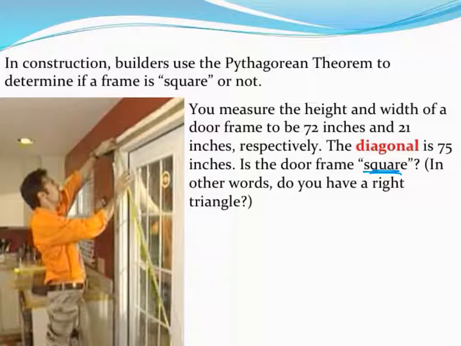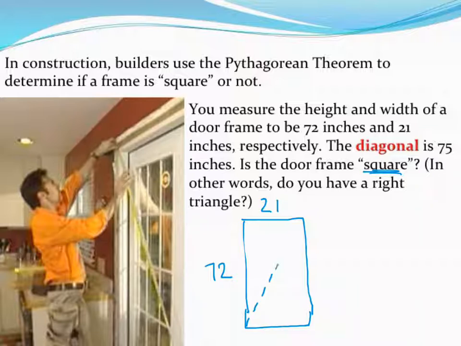So in this example, we want to see if this door frame is square. And the test that they do, if they don't have a way to measure the angle directly, is they'll measure three sides or three segments. In this case, the door frame we're taking a look at has a height of 72 inches, so let's label that over here, and a width of 21 inches. They're also going to go ahead and measure the diagonal, which is just a line, a segment connecting corner to corner, and they measure that to be 75.